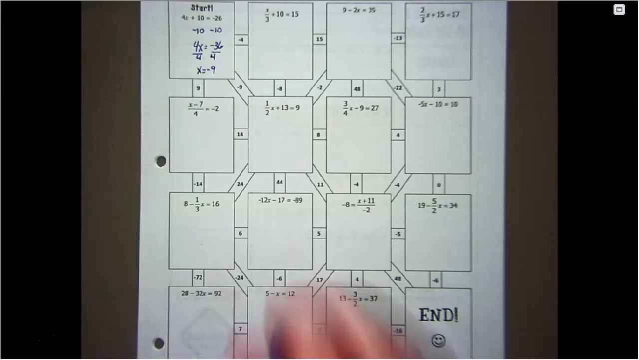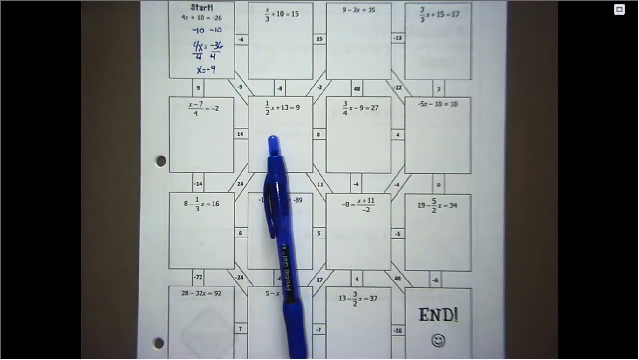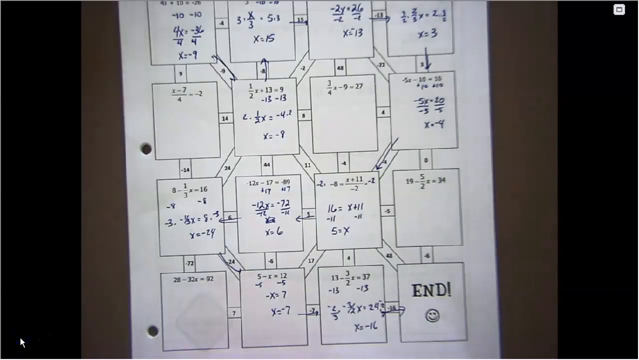So use your solutions to navigate through the puzzle. Show all steps. So where are we going to go next? Now we're going to go to 1/2 x plus 13 equals 9. And we'll try this. I'm going to pause the video, so if you're watching this, we were working on that in class for a while. I don't know how long you can pause. We'll find out. Okay, so I'm going to finish up the video online here.